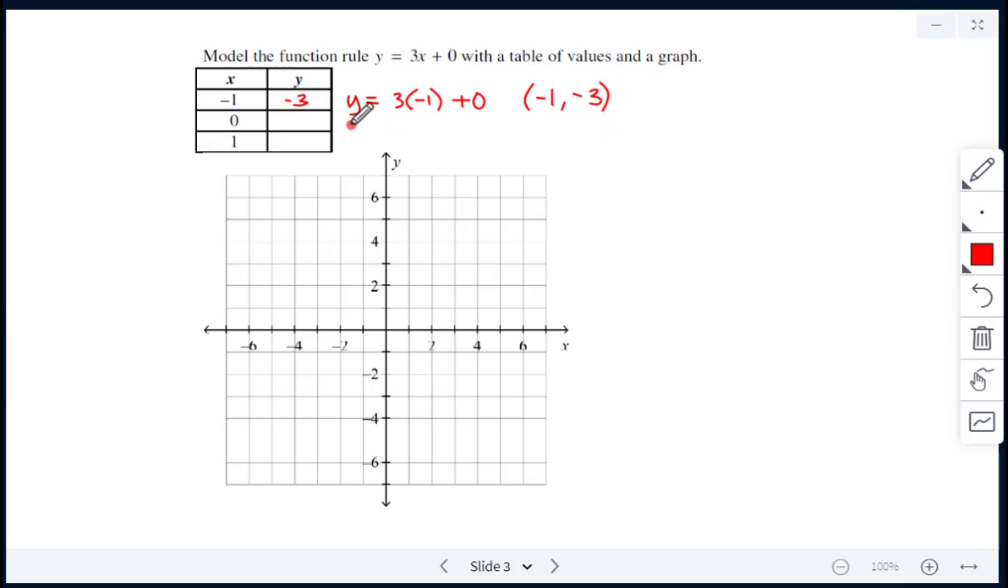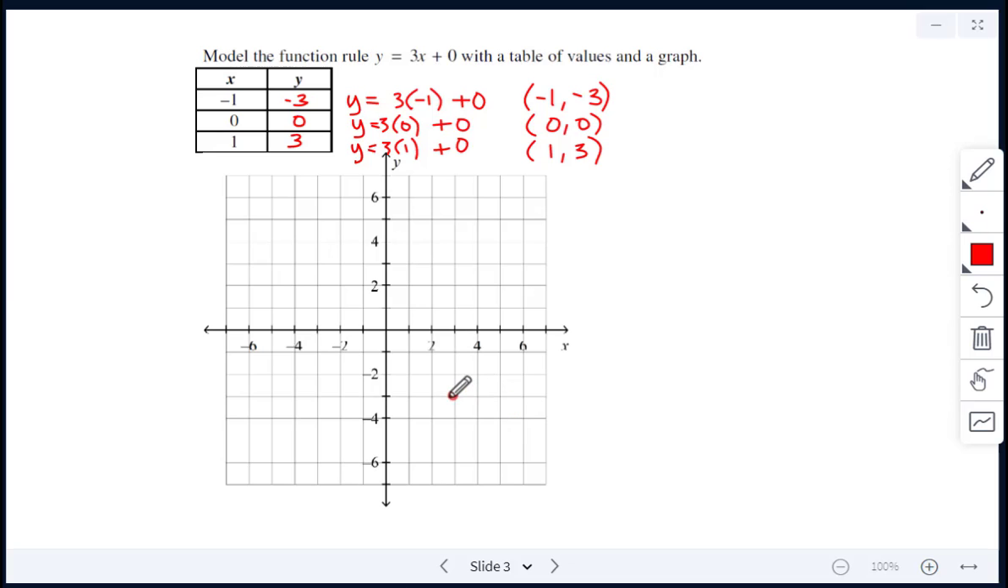All right, when we have 0 next, it'd be 3 times 0 plus 0. 3 times 0 is 0. 0 plus 0 is 0. So our y value is 0, and our coordinate is 0, 0. And our last one, when we have a positive 1, we have y equals 3 times 1 plus 0. 3 plus 0 is just 3. So our last coordinate for this one is 1, 3. So those are our coordinates.